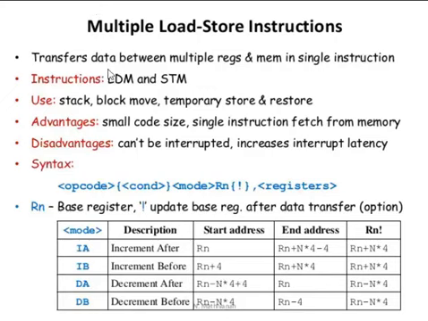So what is the use of these instructions? Transfer of data between multiple registers and memory in a single instruction. Okay. So see, this is the start address Rn and end address. Rn plus n into 4 minus 4. Okay. So Rn dash is what? Rn plus n into 4. Okay.